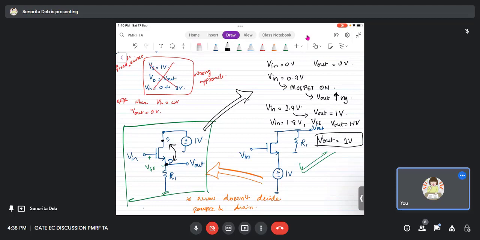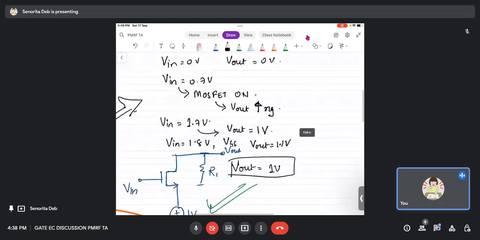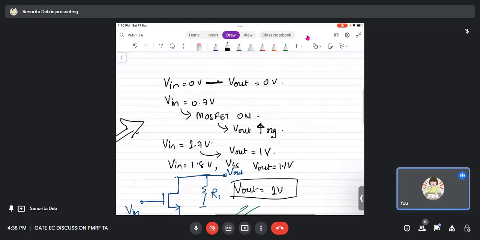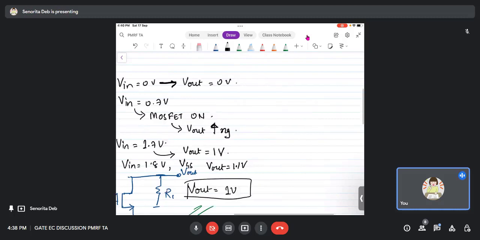Okay. So I think it was not coming because of internet. So V in is 0 volt, V out is 0 volt because no current is flowing. V in 0.7 volt, MOSFET turns on, V out starts slowly increasing. So let me draw. If this is V in, this is V out. V in is 0.7, so V out slowly starts increasing after 0.7 because current has started increasing.